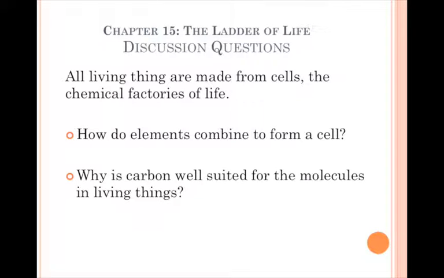Some questions we will discuss in class in relation to chapter 15: all living things are made of cells. This is called the cell theory, and it is on your final. Cells are the chemical factories of life. First question we will discuss, how do elements combine to form a cell? Please look at the structure of the cell outlined in chapter 15 and be ready to use this knowledge to do a draw and describe.